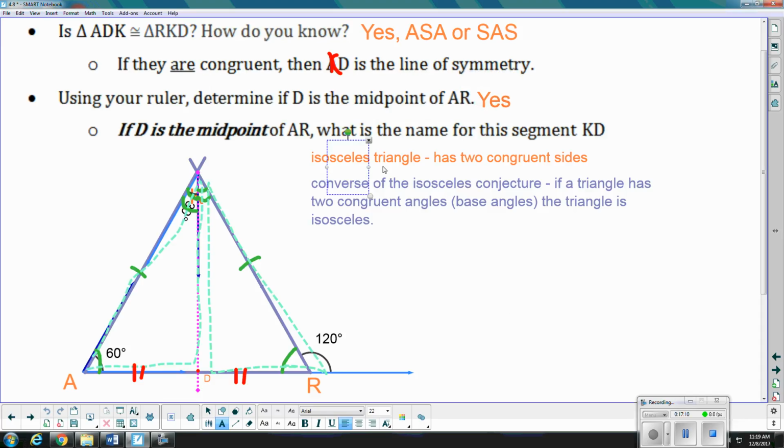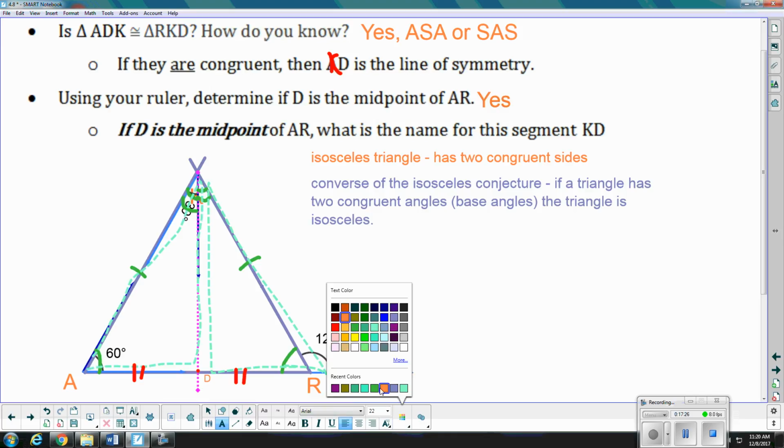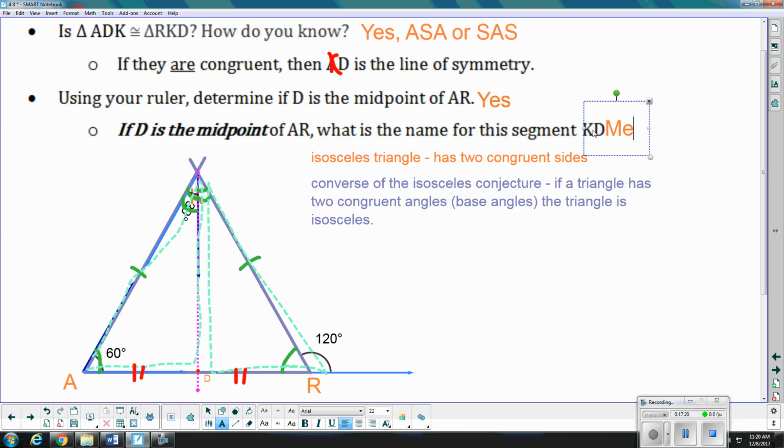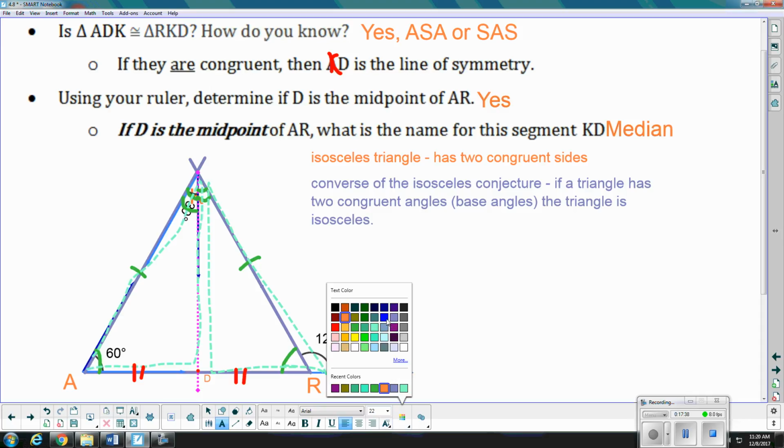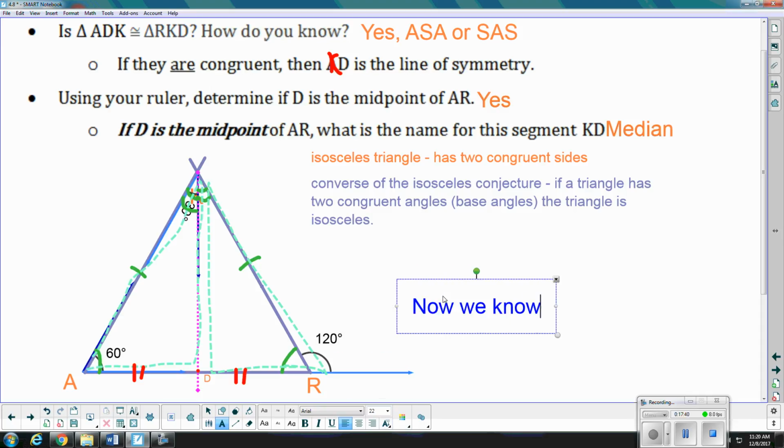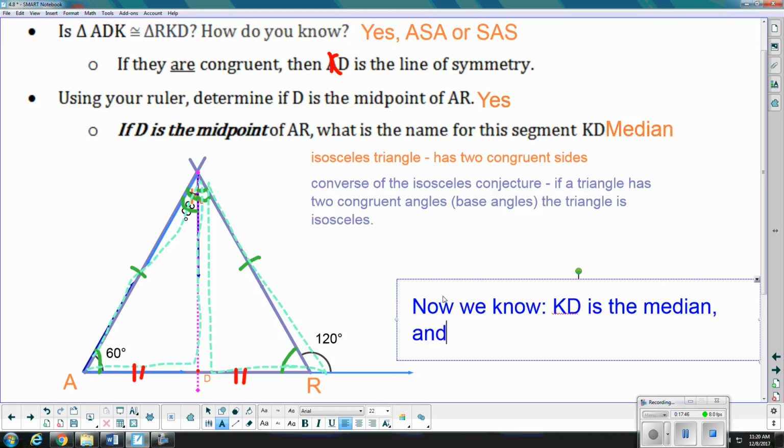So if D is the midpoint of AR, then what is the name for this segment, KD? So what do we call this purple segment if we know that D is the midpoint? Well, a segment that goes from a vertex angle to the midpoint of the opposite side is called the median. Okay, so now we know that KD is the median and KD is the angle bisector.